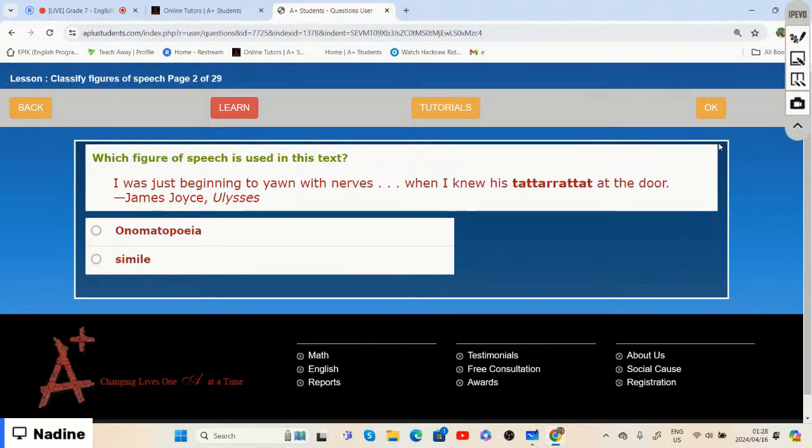I was just beginning to yawn with nerves when I knew his tat at the door. Like a sound, tat. So probably a gun. I don't know what a tat is, but it's like a sound. Is that an onomatopoeia or a simile? To do with sound.